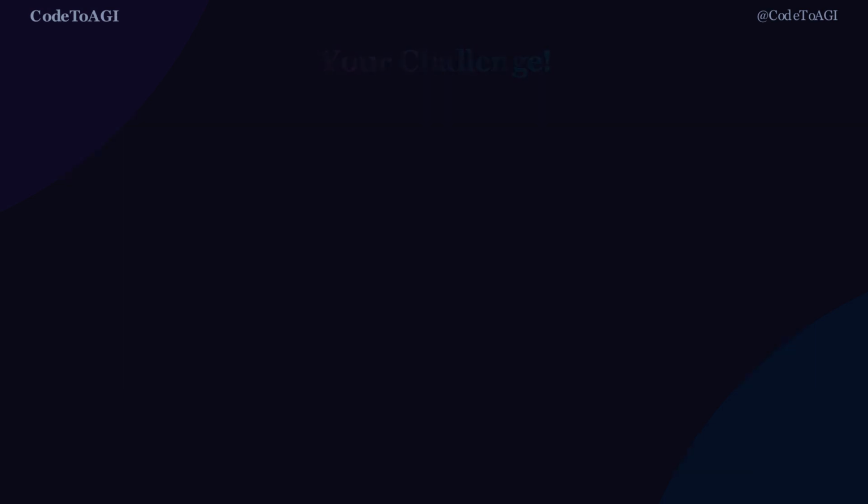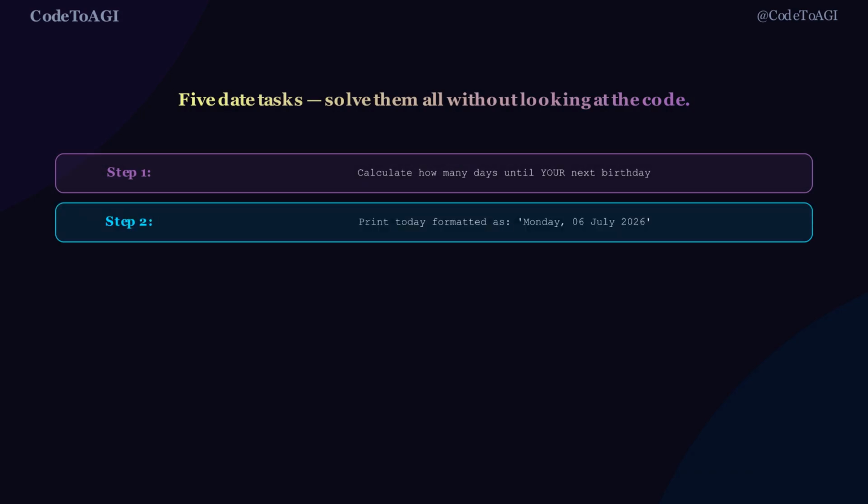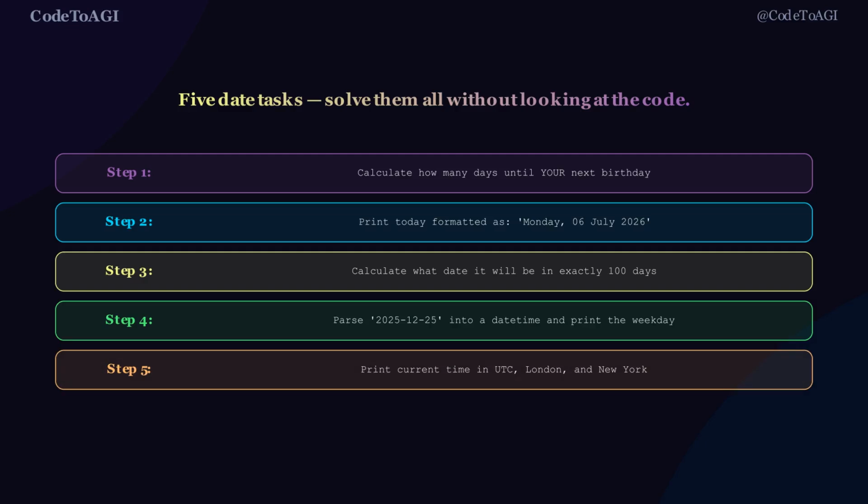Your challenge. Step 1. Calculate how many days until your next birthday. Step 2. Print today's date formatted as day, month name, year. Step 3. Calculate what date it will be in 100 days. Step 4. Parse the string 2025-12-25 into a datetime. Step 5. Print the current time in 3 different time zones.